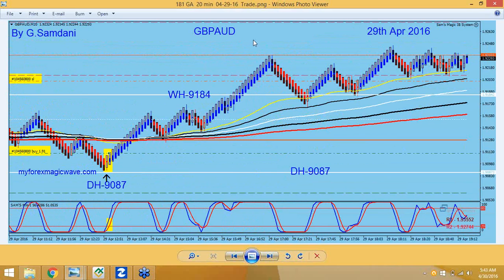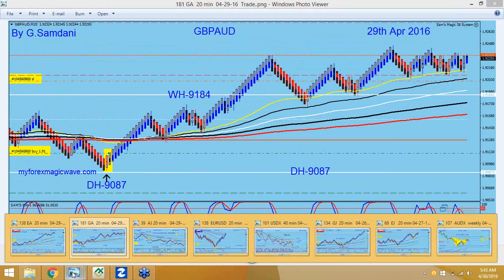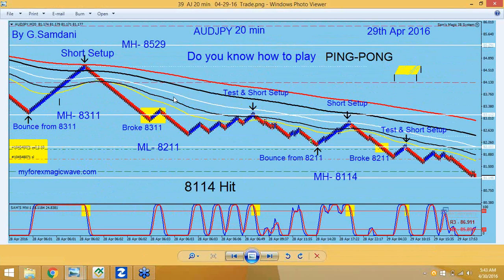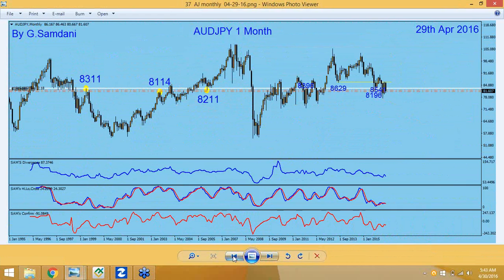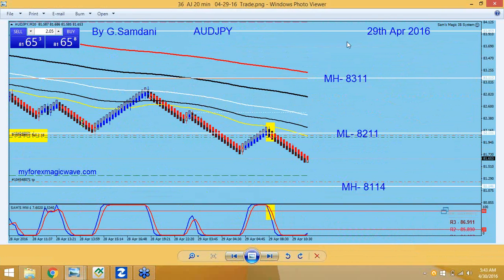But what about where it was on the left hand side? That's supposed to go down, right? Okay, so let's see one of those pairs. For example, Aussie yen. So you see on this pair, this is the 29th. You can see this is the trade.